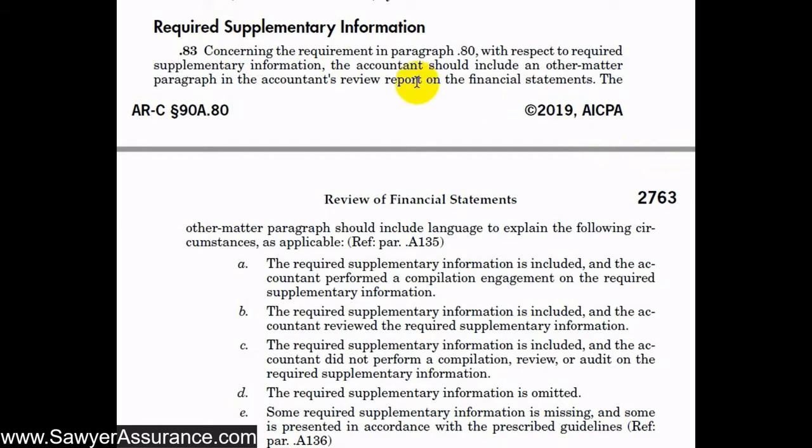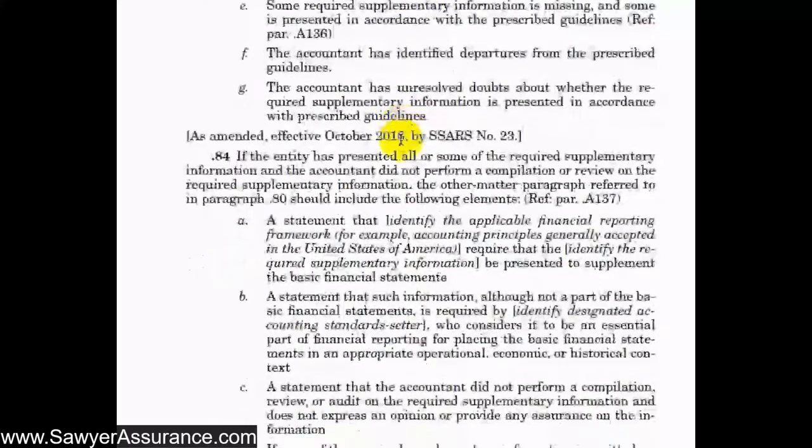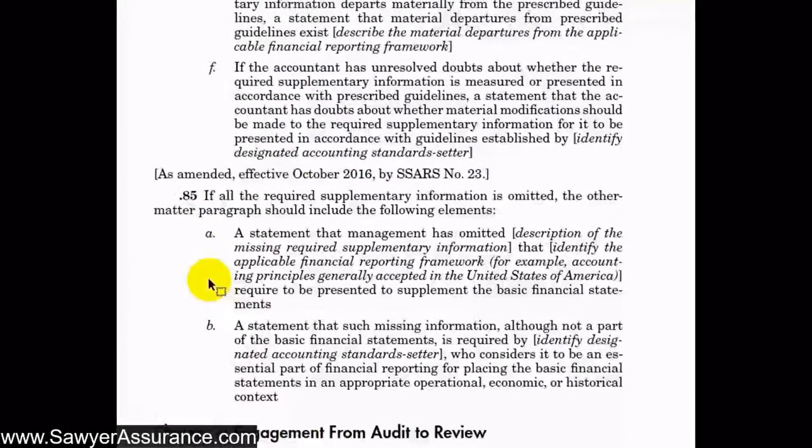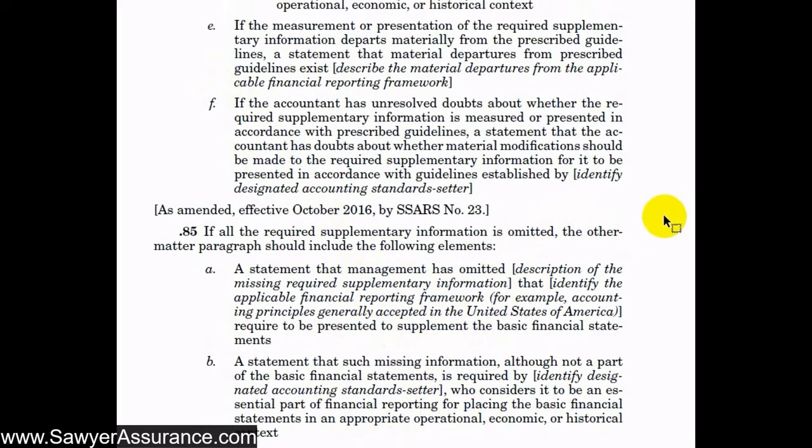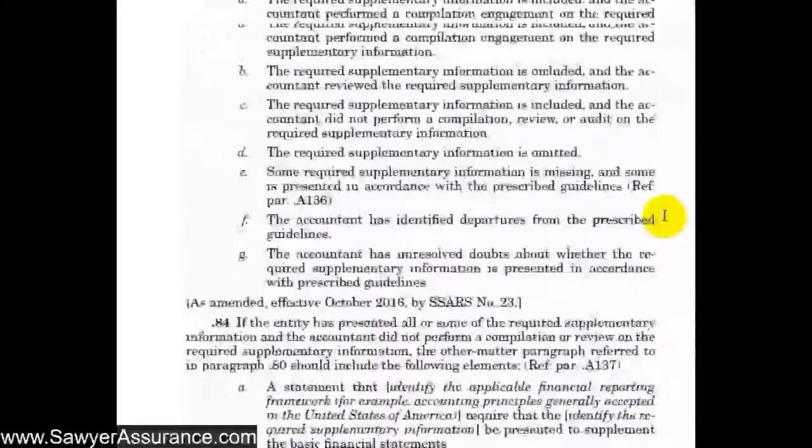So there are three scenarios, basically, when we are including required supplementary information with the financial statements. The first scenario is that we reviewed this supplementary information that was included. The second scenario might be that we did not review this supplementary information that was included, and so there would be different disclosures related to that. And the third scenario would be that this supplementary information was required by the financial reporting framework, but our client did not include that supplementary information. So the other matter paragraph would be a bit different in that instance, because it would basically be a departure from the financial reporting framework.